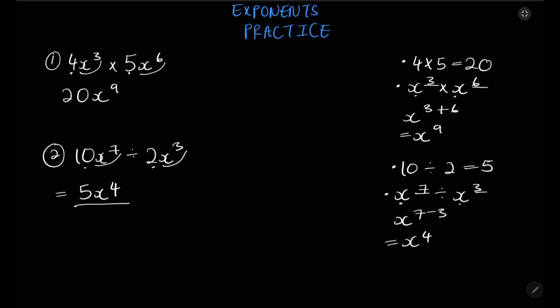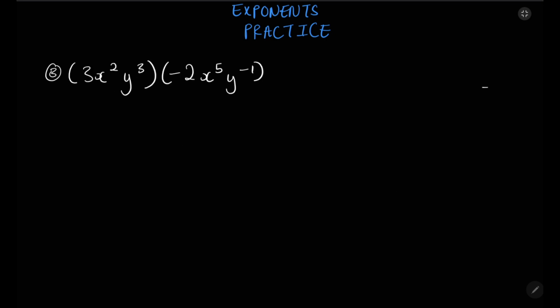Now let's do examples that are a bit trickier. Let's try 3x to the power 2, y to the power 3 times negative 2x to the power 5, y to the power negative 1. We can rewrite this as 3x to the power 2, y to the power 3 times negative 2x to the power 5, y to the power negative 1. I just want you guys to be familiar with this. Let's remove the brackets and just write the times.